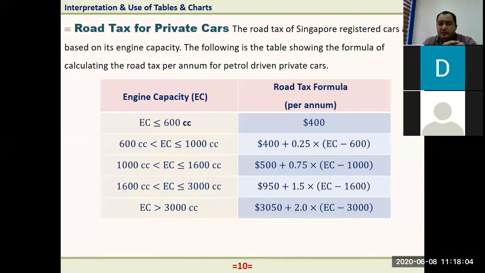Similar. So the road tax of Singapore registered cars is based on its engine capacity. The following is a table showing the formula of calculating the road tax per annum, per year, for petrol-driven private cars. Okay. So that means that in every country, even in Cambodia, we know that they actually impose a road tax depending on the engine capacity. And how about the year, the age of the car? I don't know. As far as I know, it is engine capacity, right?